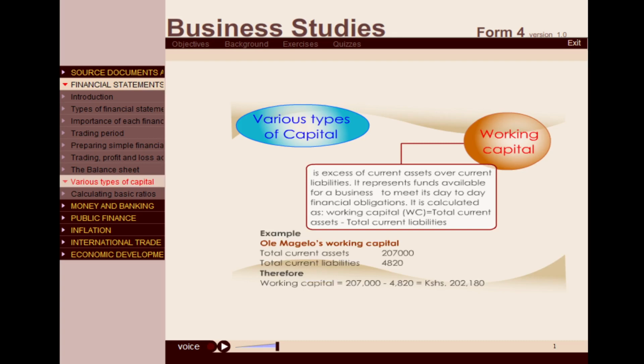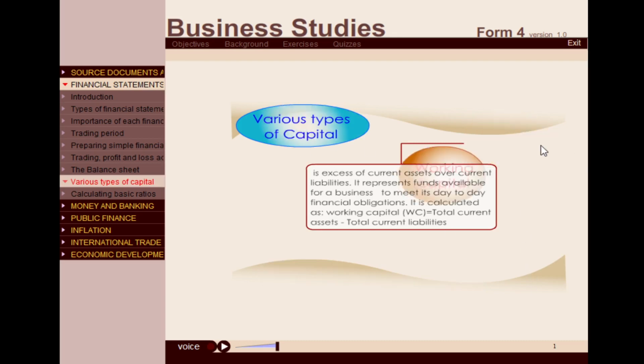Example, Ole Magello's working capital. Total current assets 207,000. Total current liabilities 4,820. Therefore, working capital is equal to 207,000 minus 4,820, which is equal to 202,180 Kenya shillings.